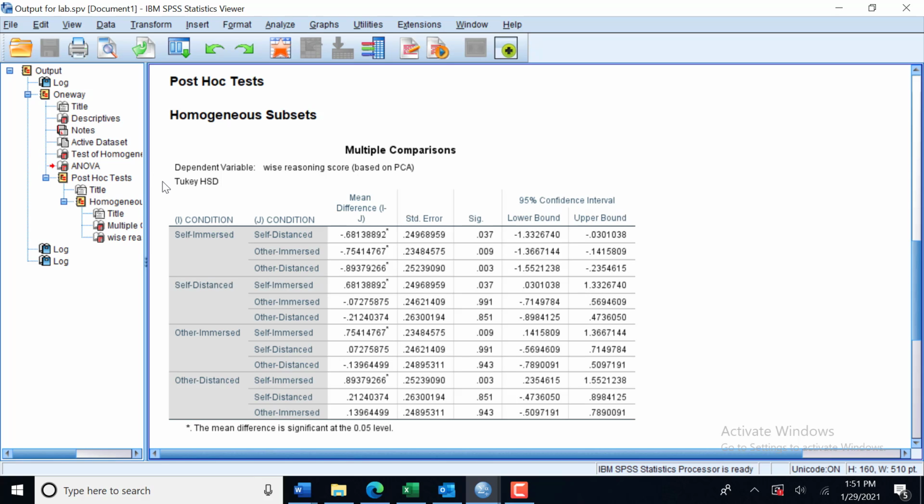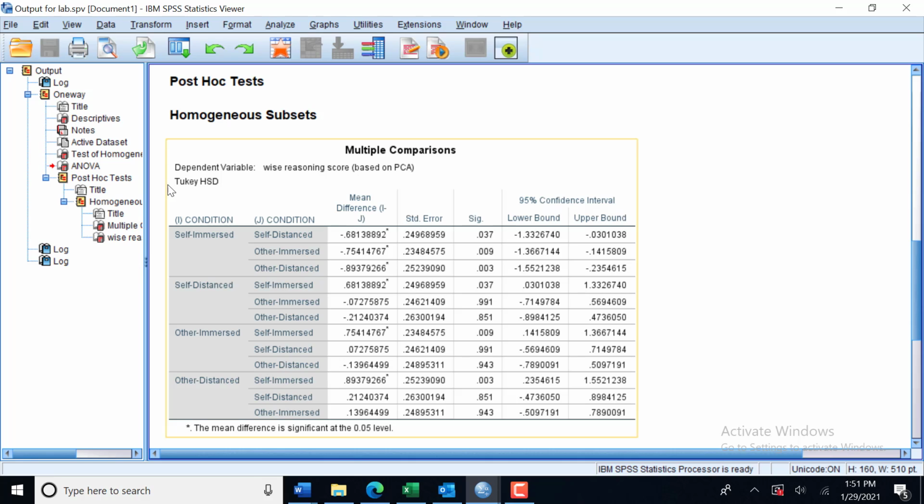And again, think of it like you could do a t-test between self-immersed and self-distance, self-immersed and other distance, but that would increase that error. Every time you do a t-test, you are getting a certain amount of type 1 and type 2 error. So we do the overall ANOVA to get rid of that error, and then we do a Tukey's test, or a specific post-hoc test, to reduce that error. Within the calculations, they have ways to reduce that experiment-wise error.